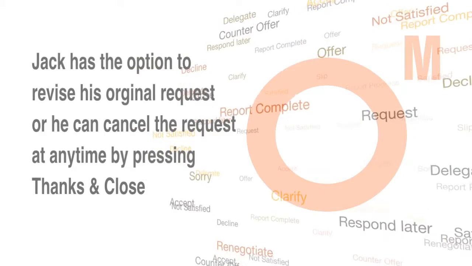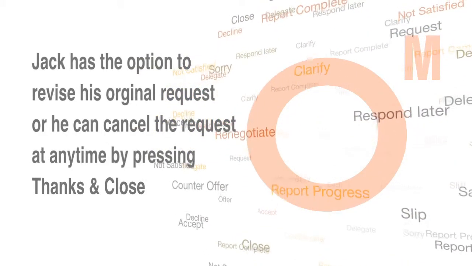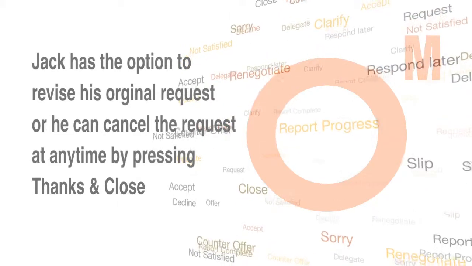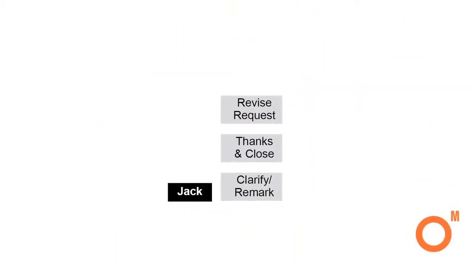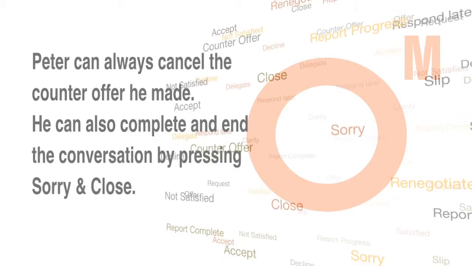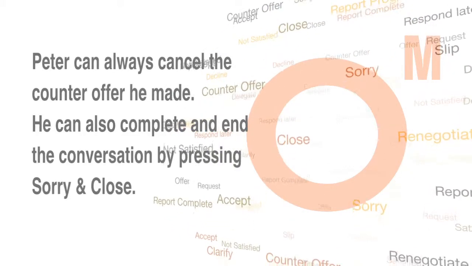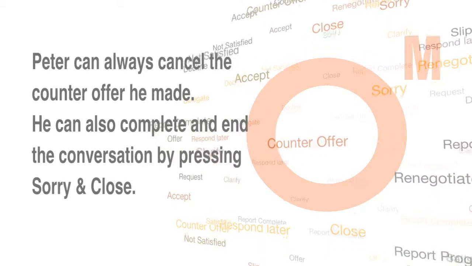Jack has the option to revise his original request, or he can cancel the request at any time by pressing Thanks and Close. Peter can always cancel the counteroffer he made. He can also complete and end the conversation by pressing Sorry and Close.